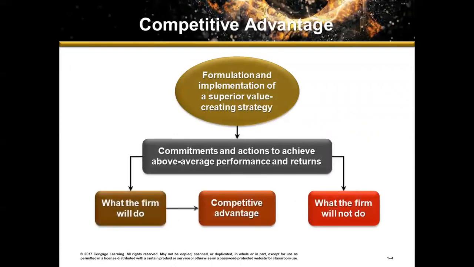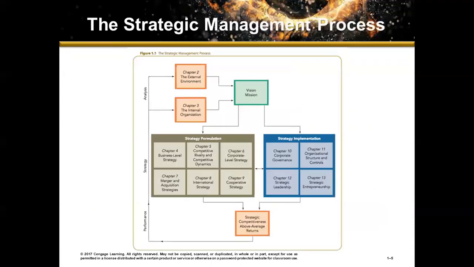In any organization, there will always be formulation and implementation of a super value creating strategy, which can be realized through the commitments and actions to achieve above average performance and returns. And this can only be made possible if the firms can identify what they will do and what the firms will not do, so they may be able to achieve competitive advantage. The strategic management process includes three major steps, which are the following: analysis, strategy, and performance.